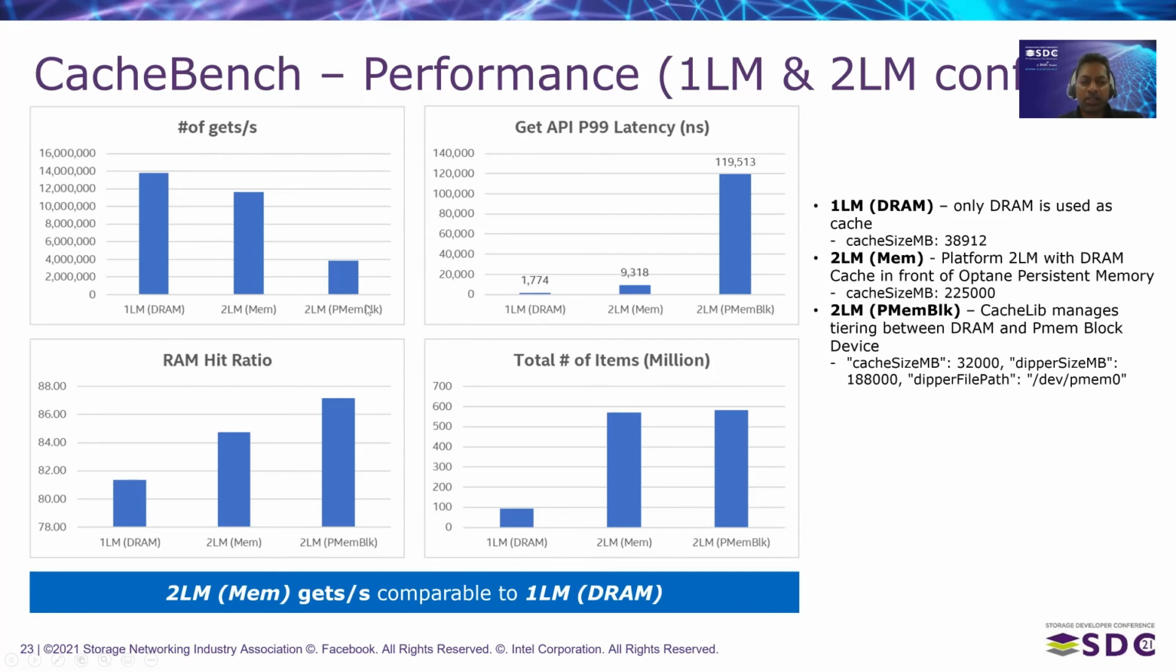2LM PMEM block is slower. You should expect that primarily because it uses the kernel block layer and then hits the PMEM media, which is significantly slower compared to the 2LM memory mode.